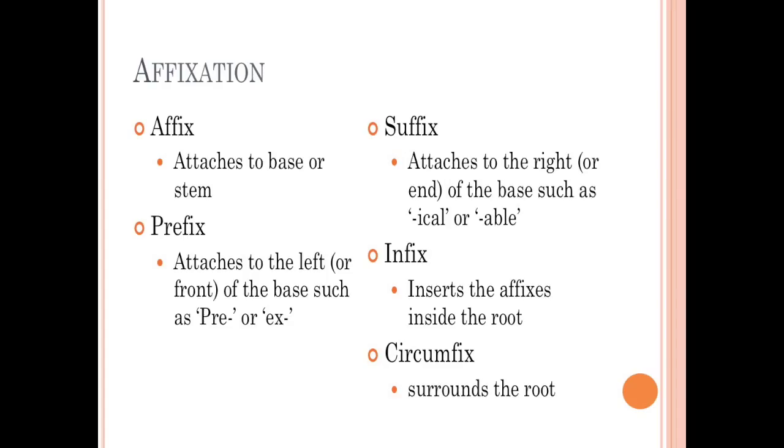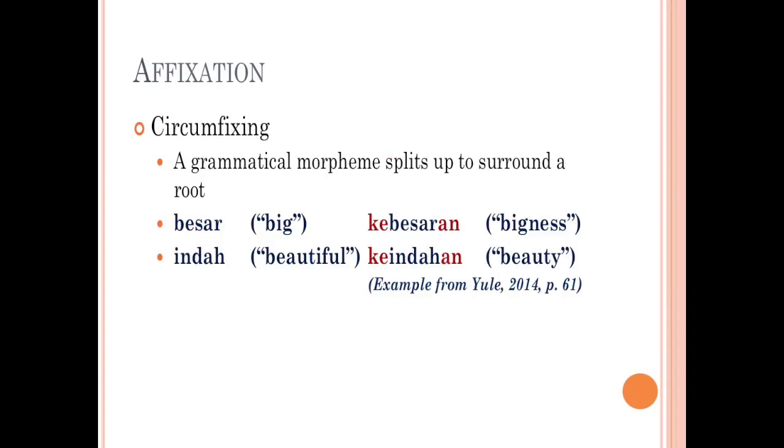Another type of affixation which is not common in English is circumfixing. It involves taking a morpheme and surrounding the root with it. Indonesian has some examples. This is from Yule 2014, The Study of Language. He gives this example from Indonesian, circumfixing the ending k and an around to turn something from an adjective into a noun. So you can see the example on the page.